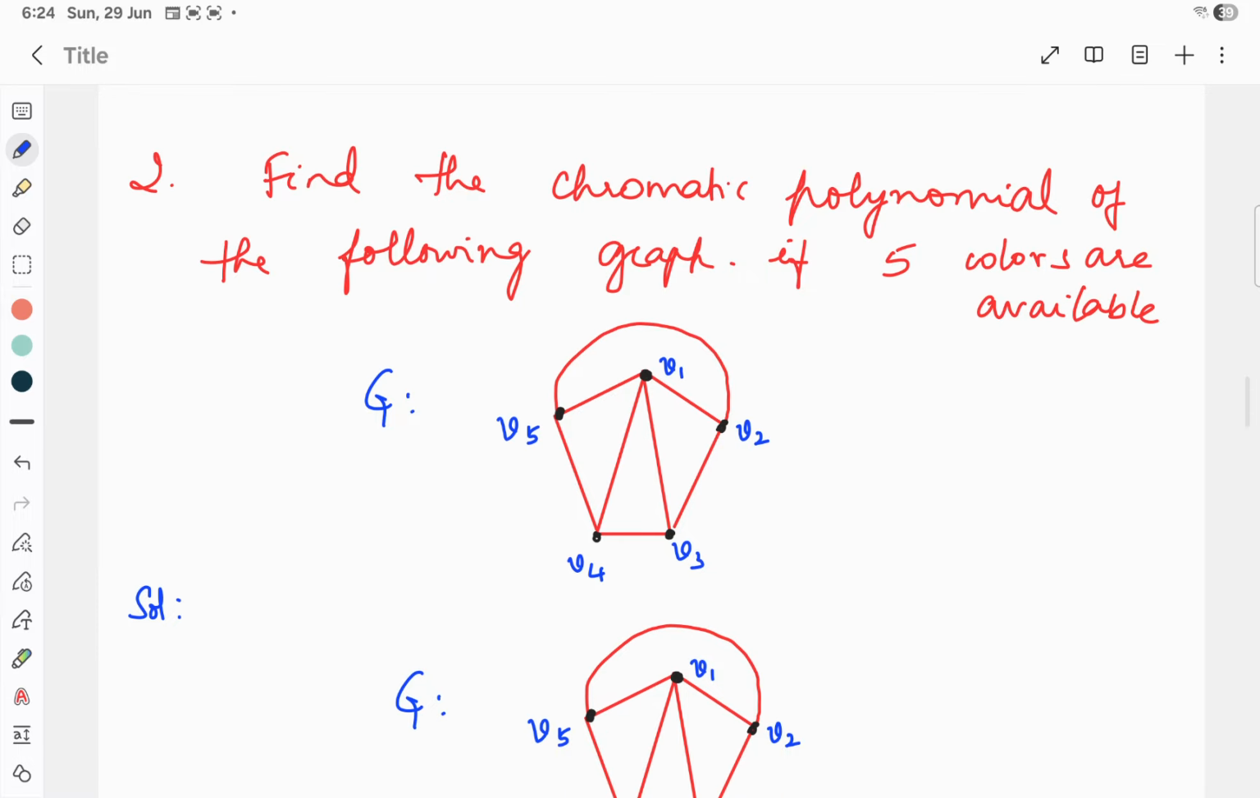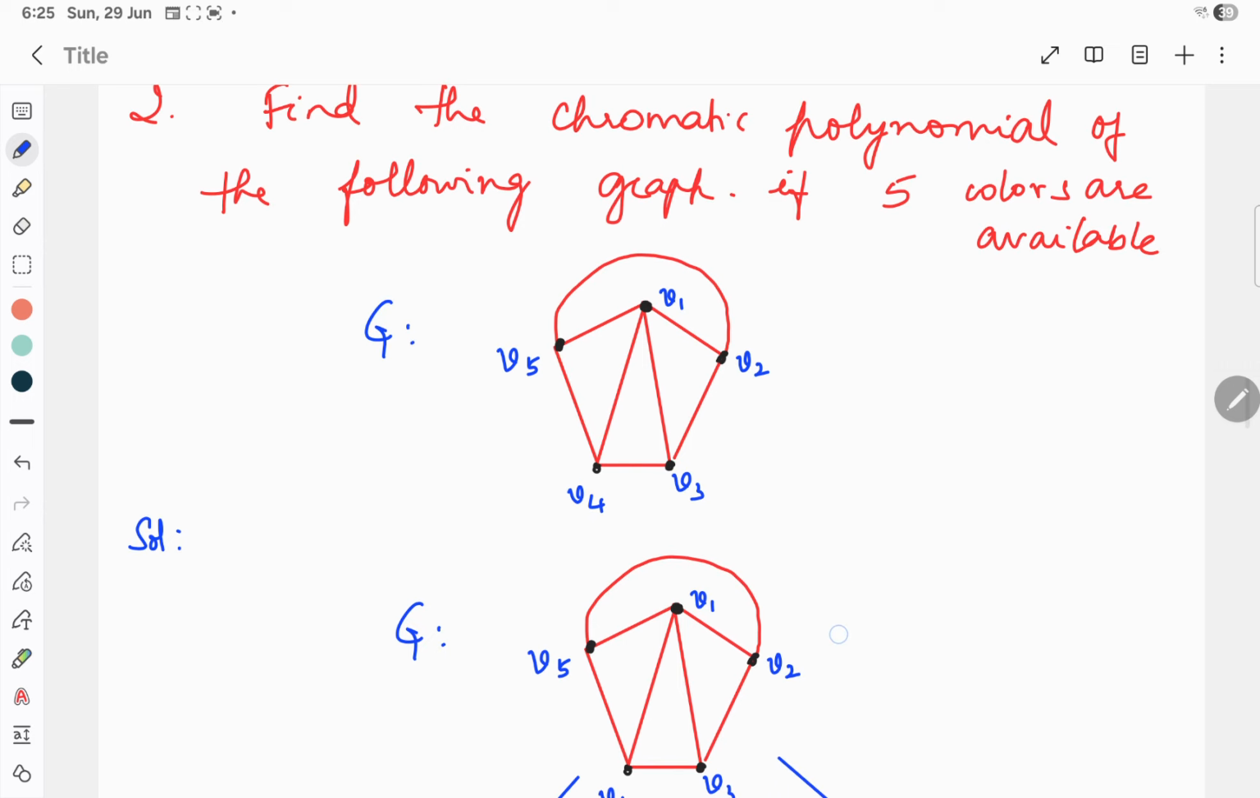So let us apply this to the next problem. Find the chromatic polynomial of the following graph if 5 colors are available. There are 5 colors given, and you have to color this graph G. You have 5 vertices V1, V2, V3, V4, V5. There is an edge between V2 and V5. Now let us follow the same procedure.